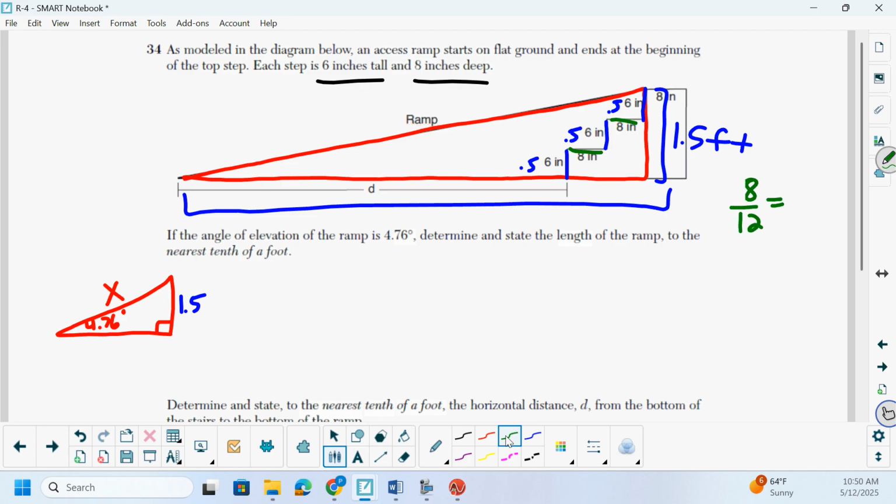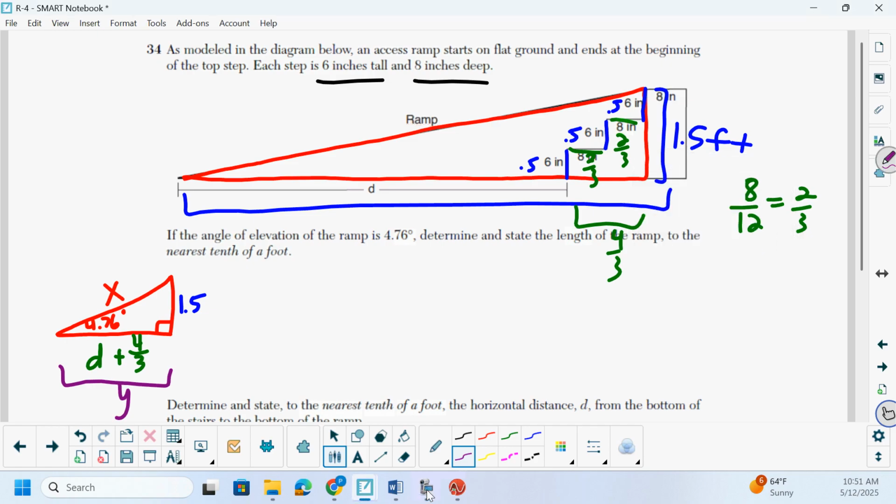So 8/12 reduces to 2/3. So each of these is 2/3 of a foot. Together, that gives us 4/3. So we're going to label this bottom side as D plus 4/3. And for simplicity's sake, let's consider this bottom side y. And that'll eventually come into play in the second part of the question.